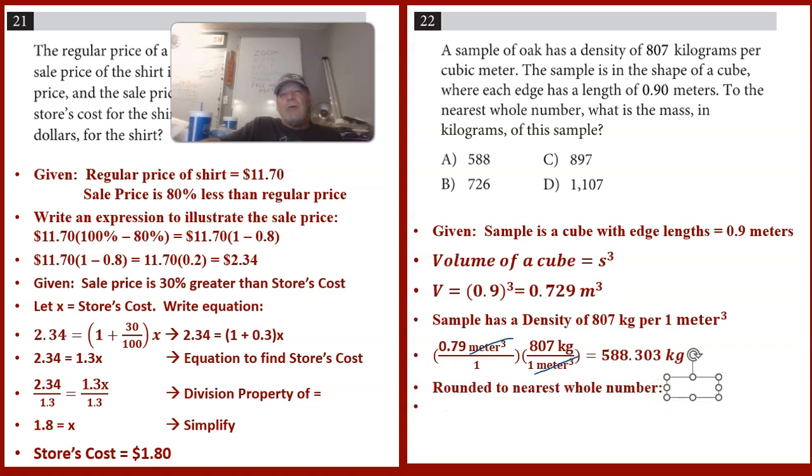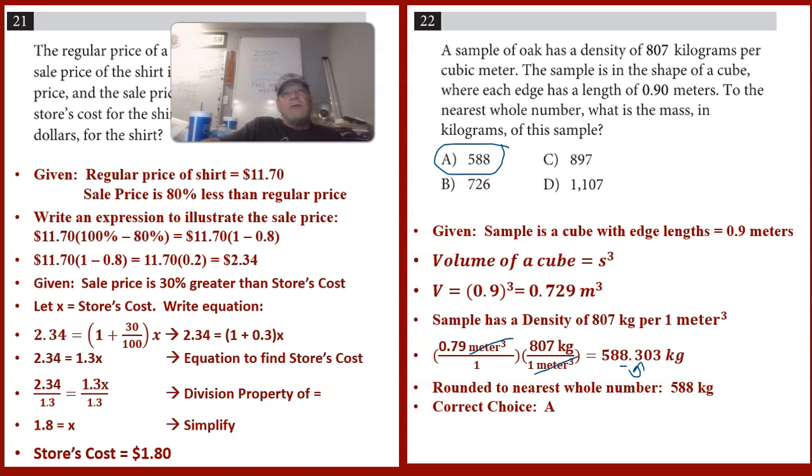So, do you remember how you round to the nearest whole number? I always teach this by underlining what I'm rounding to, which is this 8. And then I look to the right, and to the right is that first 3 to the right of the decimal. Since that is not greater than or equal to 5, it rounds to 588 kilograms, which is choice A. So hopefully you're able to get that with the conversion factor.